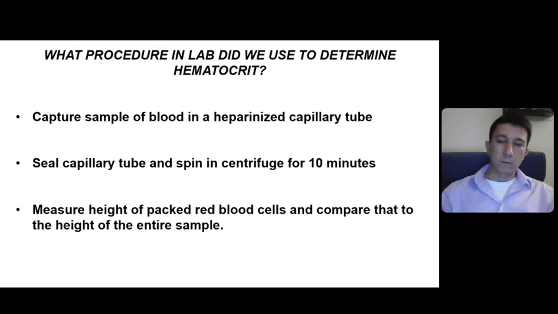So what we ended up doing is we'd fill that little capillary tube with a small sample of blood, and we would seal the capillary tube at both ends and then spin it in a centrifuge for about 10 minutes at about 4,000 to 5,000 RPMs to get the heavier elements like the red blood cells, the erythrocytes, to be pulled to one end, and the plasma and lighter or less dense elements to remain towards the top. And then we would measure the height of the packed red blood cells and compare that to the height of the entire sample. And that would give us a percentage, and that percentage represented our hematocrit.